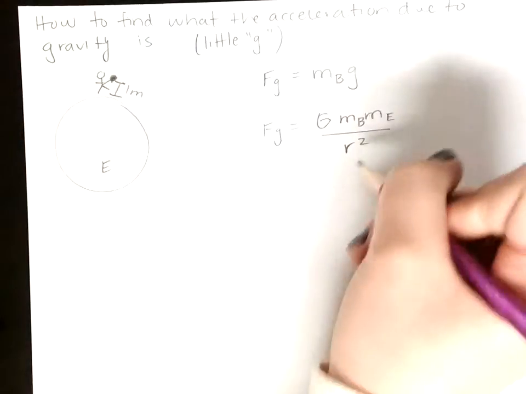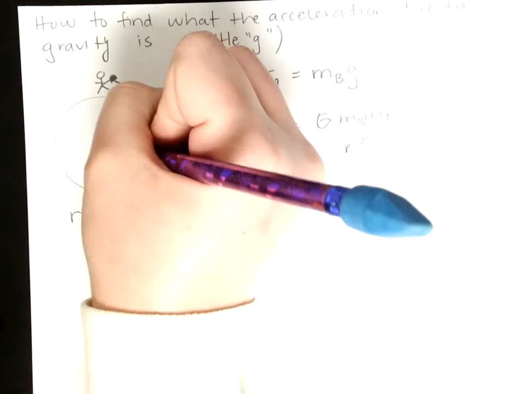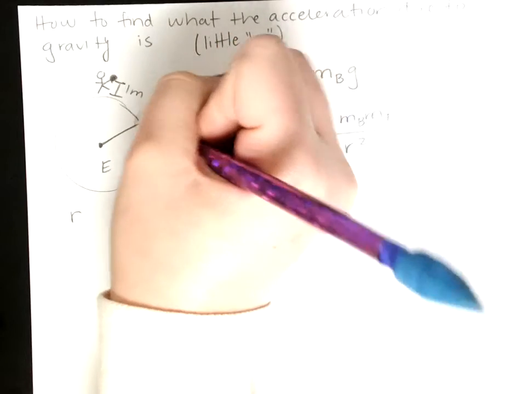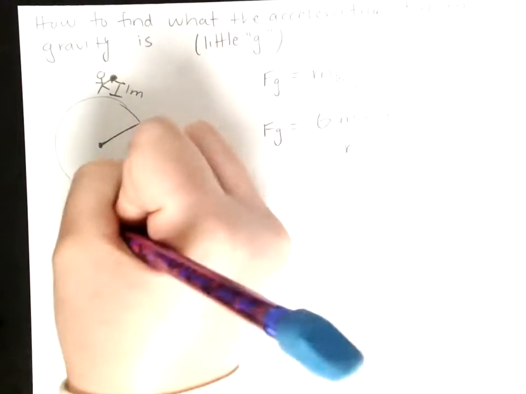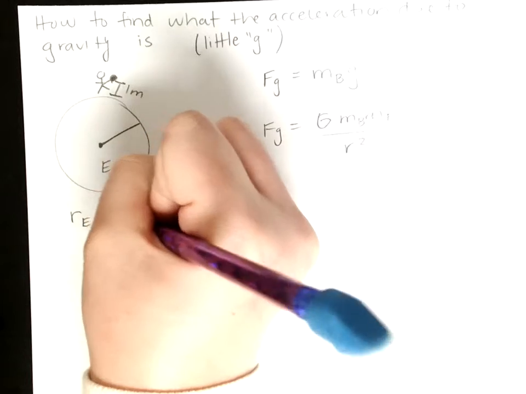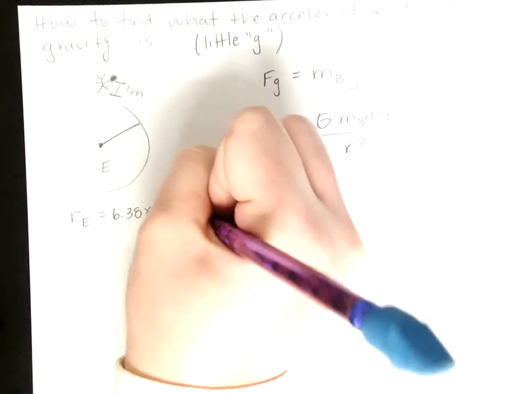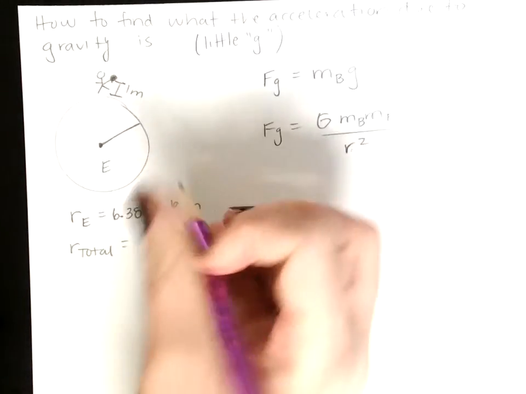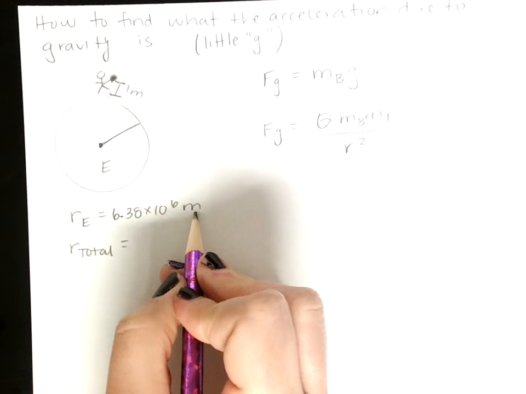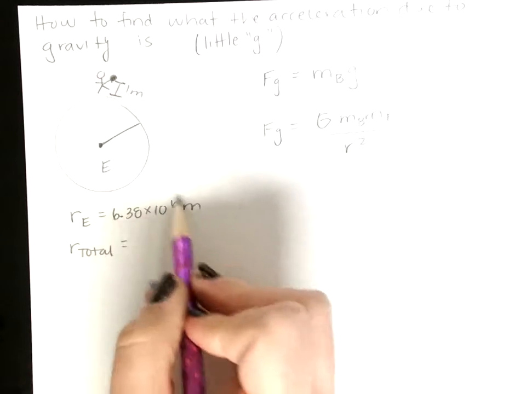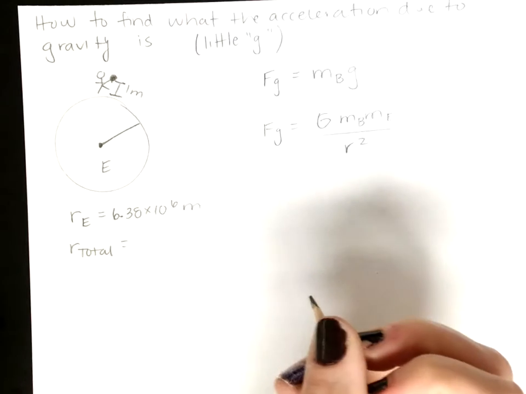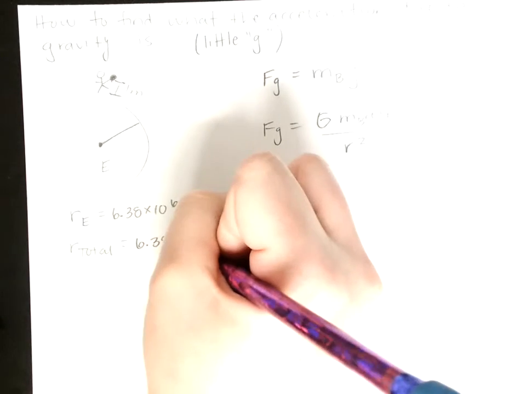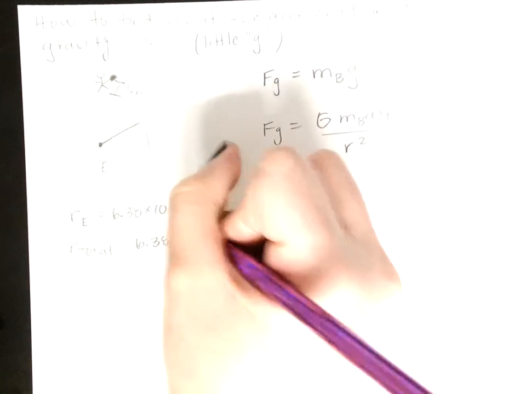It's really important that this r we talk about is going to be the radius of the first mass plus the distance between the two masses, so ours is 1 meter. The radius of Earth is 6.38 times 10 to the 6 meters. So our total radius is 6.38 times 10 to the 6 meters plus 1 meter. But since this number is so large, this 1 meter doesn't have an effect on it at all in scientific notation. The final answer is still 6.38 times 10 to the 6 meters when we add 1 to it.